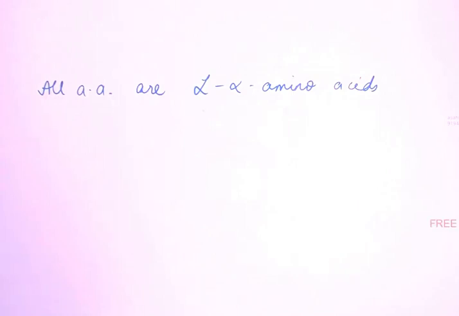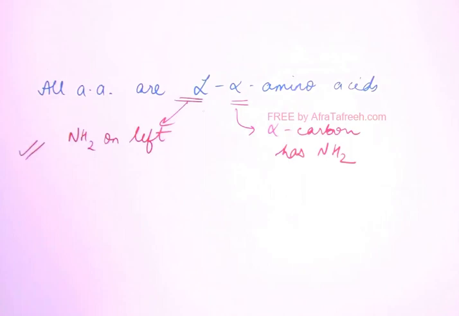L-alpha amino acid form of amino acid is present in proteins. Now let's understand what is the meaning of L, what is the meaning of alpha. Here in case of amino acid, the special group is amino group. So everything is in relation to amino group. L means amino group is on left hand side, capital L means left. And alpha means alpha carbon has amino group. When we say L, the amino group is on left hand side, this we have understood that amino group is present on left hand side in the structure.